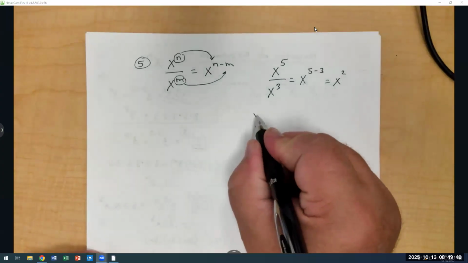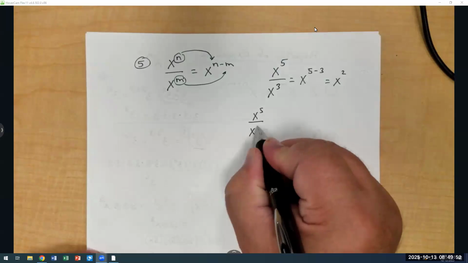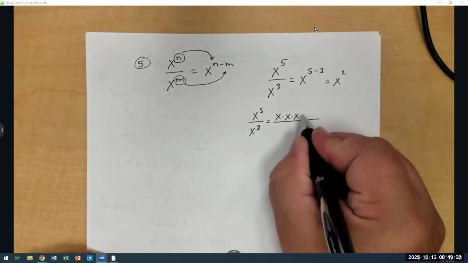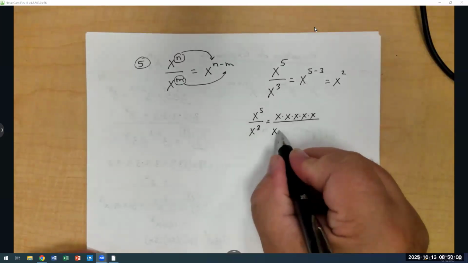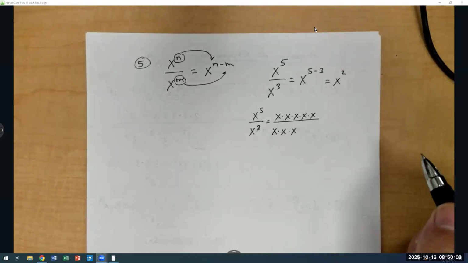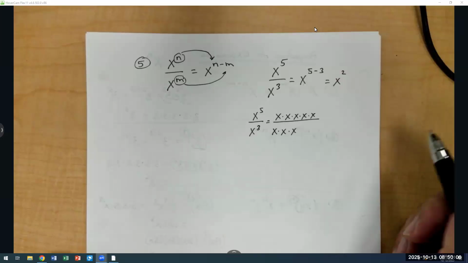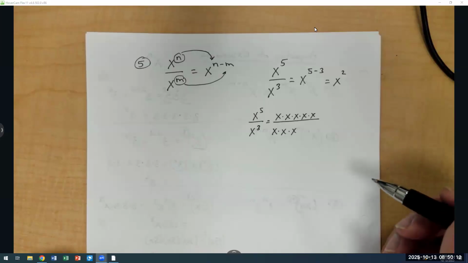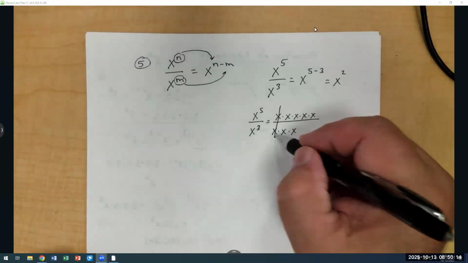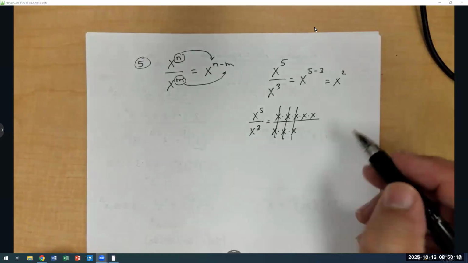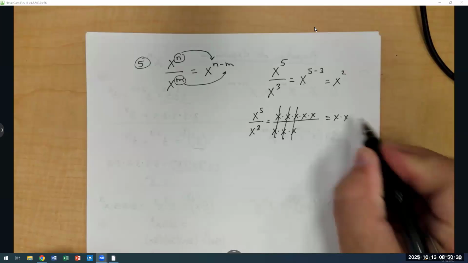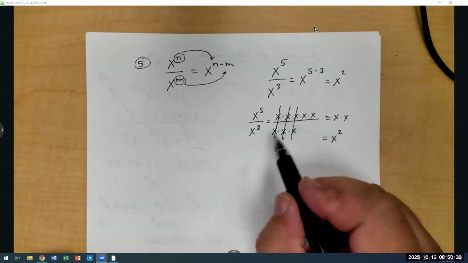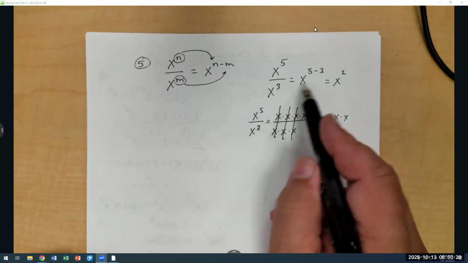The reason for this is x to the fifth over x to the third. X to the fifth means x times x times x times x times x. X to the third means it's 3 times. By the rule of division, if you have the same numbers on top and bottom, what can you do with them? We can cancel them. So that x cancels, that x cancels, that x cancels. So all we have left is x times x, which is x squared. That's where it came from. Because we're canceling, we're removing, that's why we subtract.